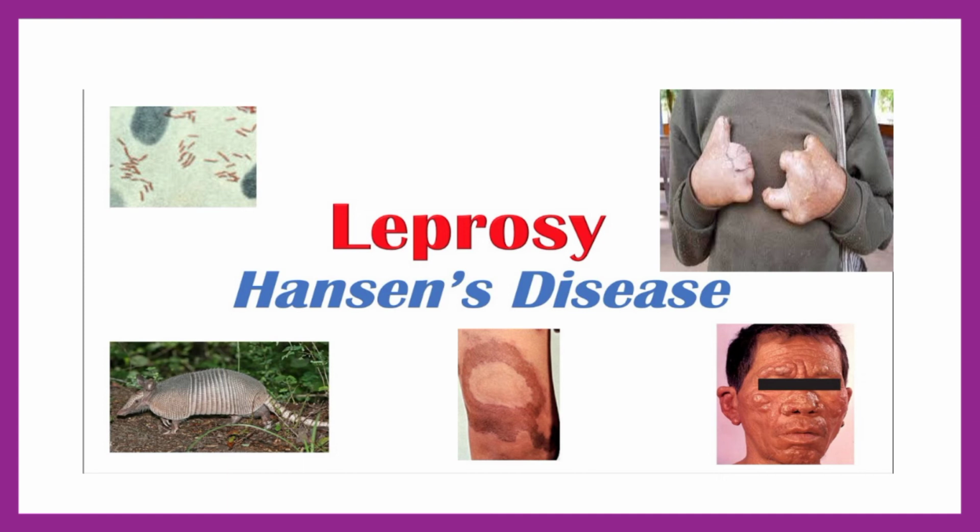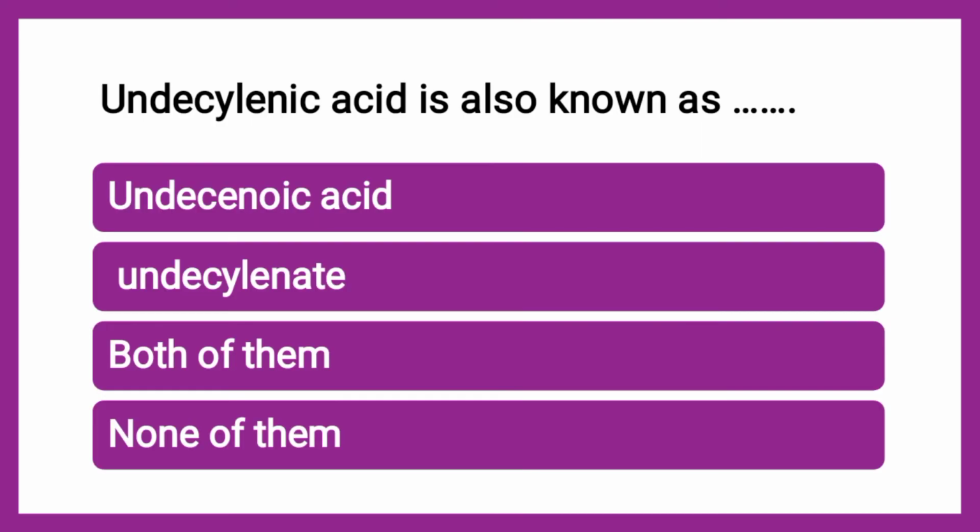Hansen's disease, okay, wherein this is caused due to Mycobacterium leprae and discovered by Hansen, and these are the signs and symptoms of the leprosy, like finger deformities, skin discoloration, okay, etc. Next question is, undecylenic acid is also known as dash.